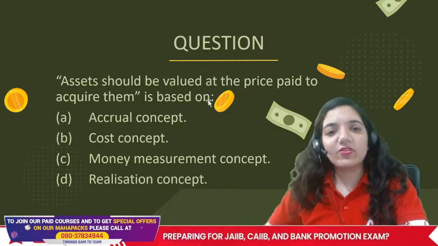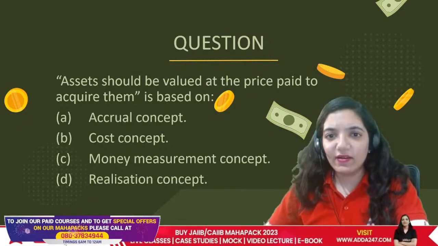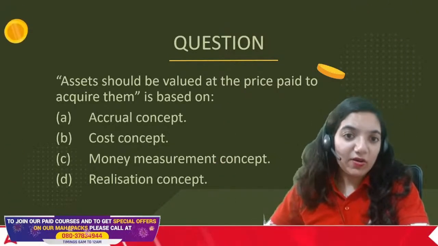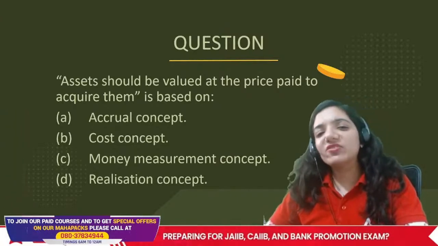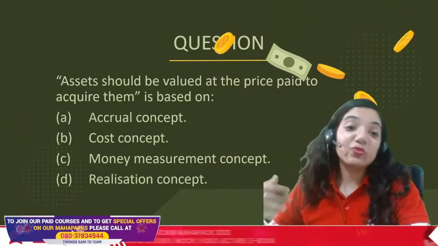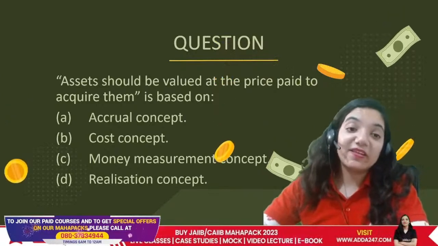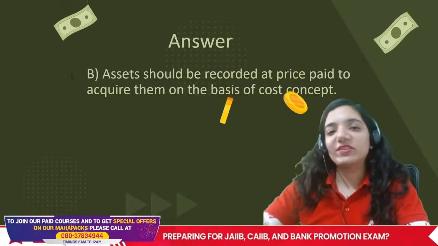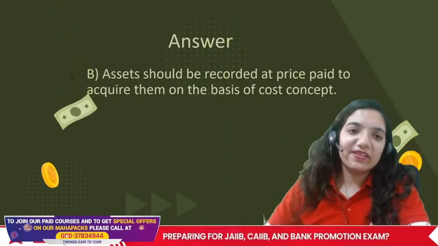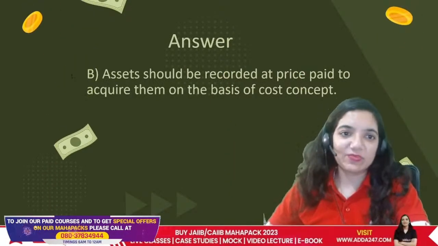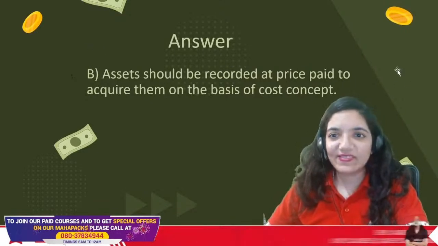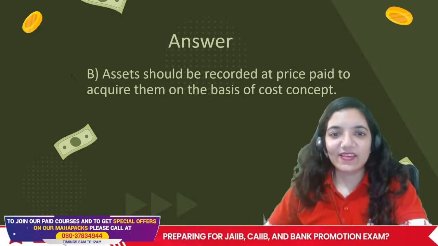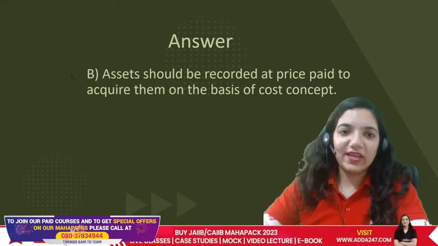The concept that they're talking about here is accrual concept, cost concept, money measurement, or realization. When we talk about the assets should be valued at a price with which we acquire them, it talks about the price that we pay to buy it. The correct answer is cost concept. It should be based upon cost concept. Done. So let's move on to the next question.